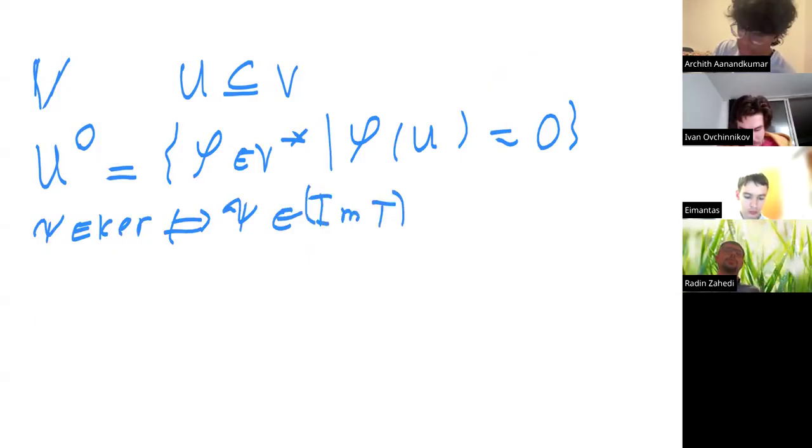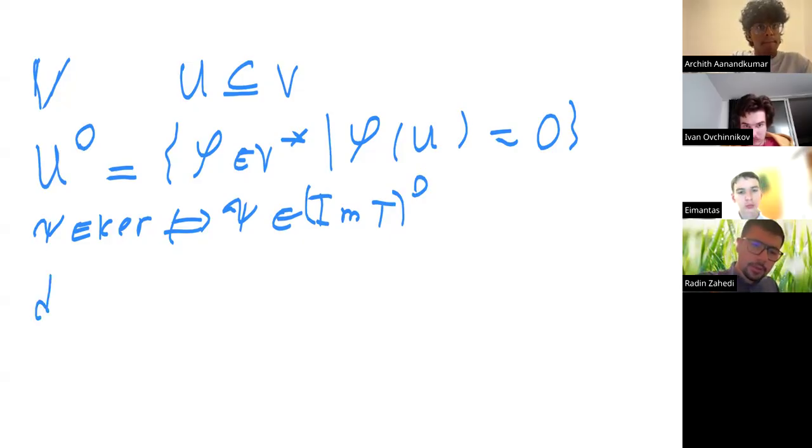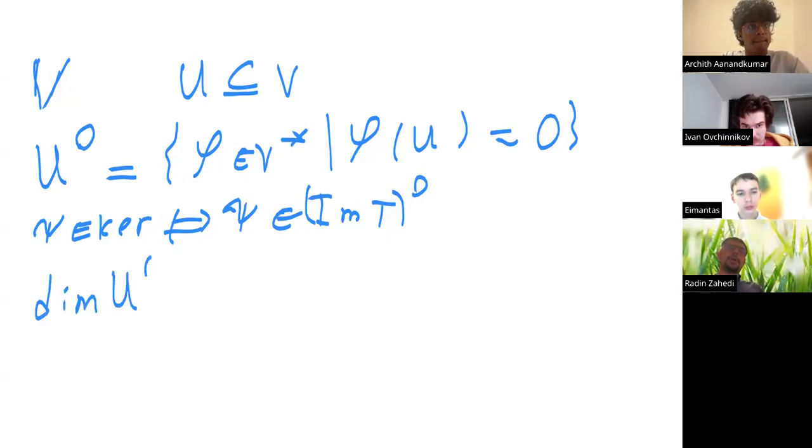Since we wanted to know the dimension of the kernel, we want to know the dimension of the annihilator. So if we can find a method to calculate the dimension of this U annihilator, then we can have our problem solved. So how should we find the dimension of this?